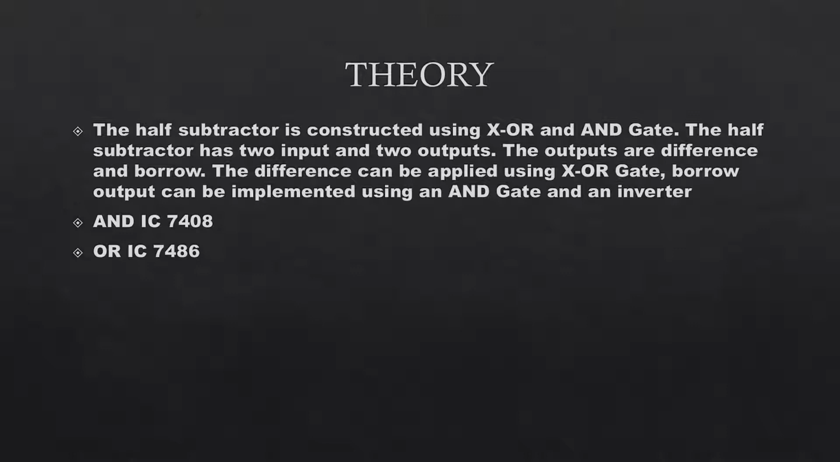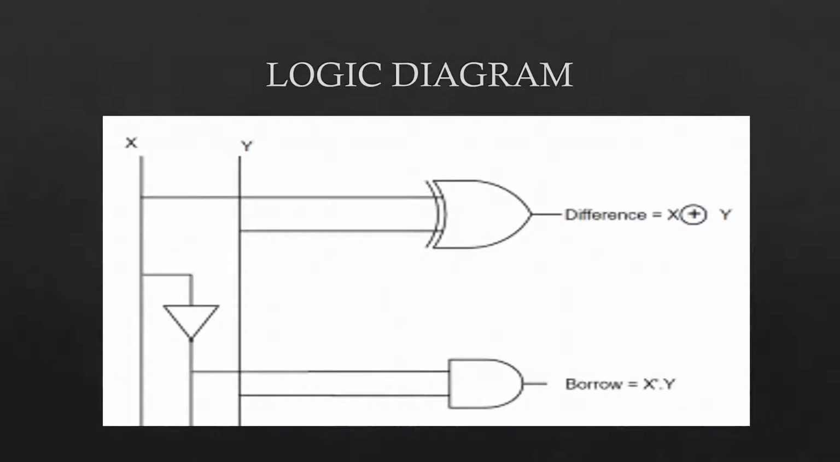The difference can be implemented using XOR gate. Borrow output can be implemented using an AND gate and an inverter. IC of AND gate is 7408 and IC of OR gate is 7486. This is the logic diagram for the half subtractor.